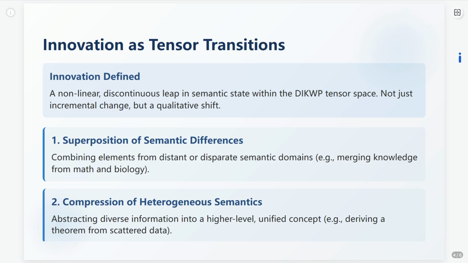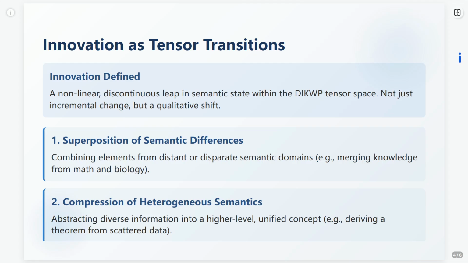Okay, so if it's closed, how does innovation even happen? It's not about adding new stuff, it's about doing old stuff in new ways. We define innovation as a leap, a sudden jump in the semantic state. Think quantum tunneling for ideas. How? Two main ways. First, superposition, smashing together concepts that normally don't hang out, like mixing math and biology. Second, compression, taking a messy pile of different information and squishing it into a shiny new, simpler idea.